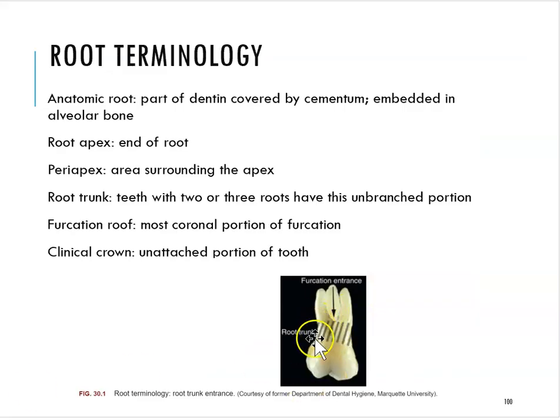Okay, so here's the picture. The root trunk is from the CEJ to the furcation. The apex is at the very tip. Peri-apex is whatever is around that apex. Peri means around, so the area around the apex, the area around the very tip of the root.